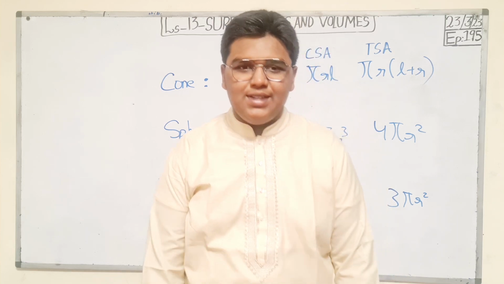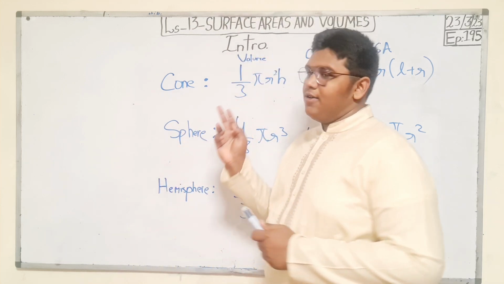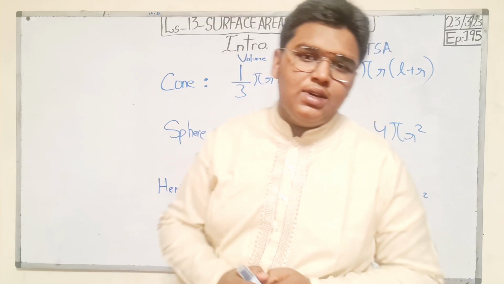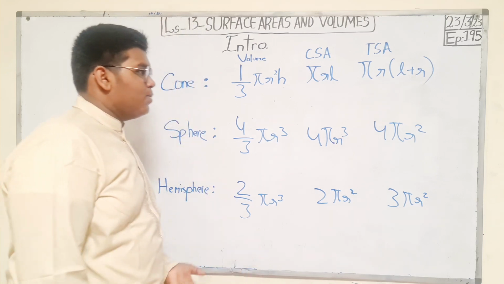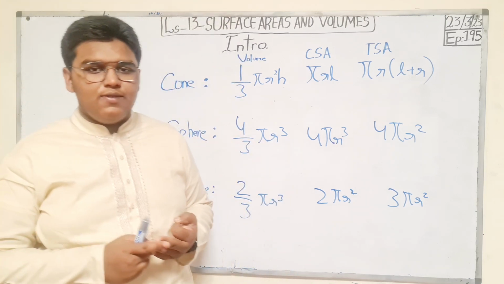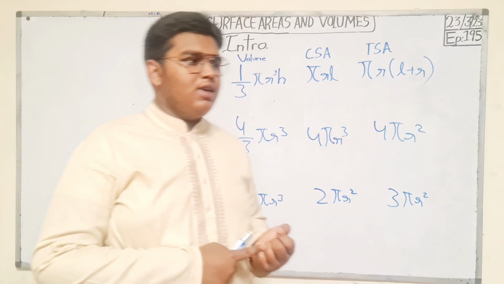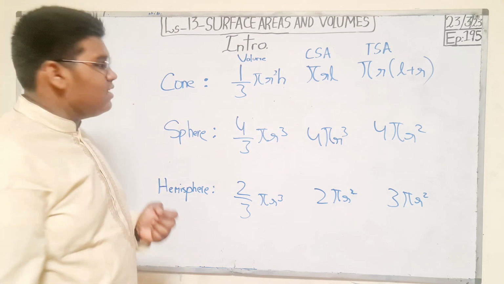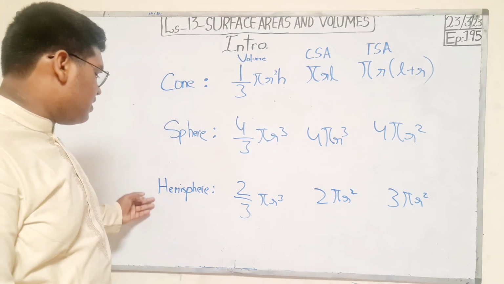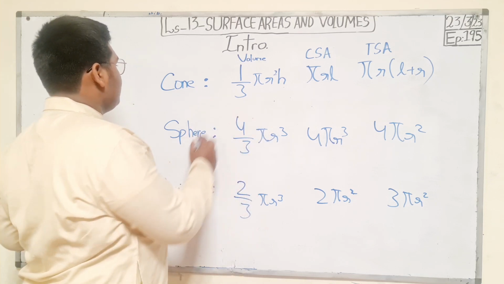In this video, this is part 2 of the introduction to surface areas and volume. In our previous video, we discussed three shapes: cuboid, cube, and cylinder. Now in this video, we'll discuss cone, sphere, and hemisphere. Here we'll begin with the cone.